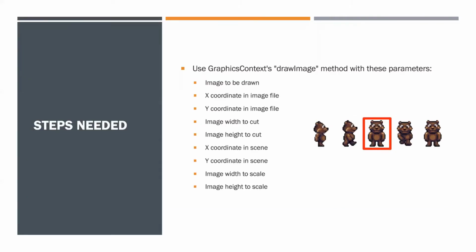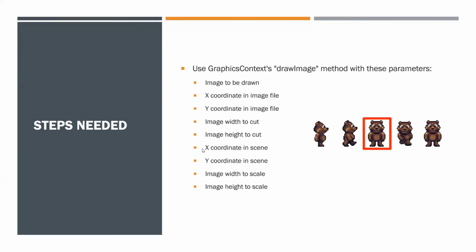To do this, we can use draw image from graphics context object, but in this case we need to pass to this method some additional parameters. We need to pass the image to be drawn, in this case the image containing every sprite of the bear. Then we need to pass the x and y coordinates of the bear that we choose from this image, along with the width and height of the rectangle that we want to choose. For instance, this bear among every available bear in the image.